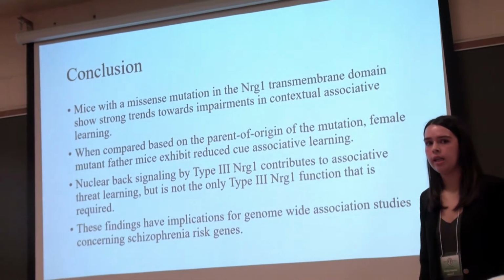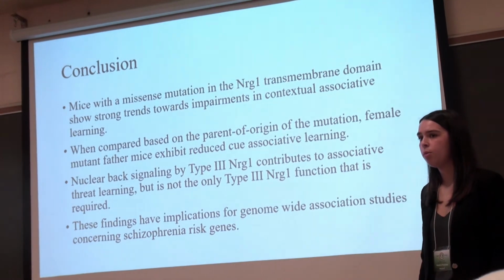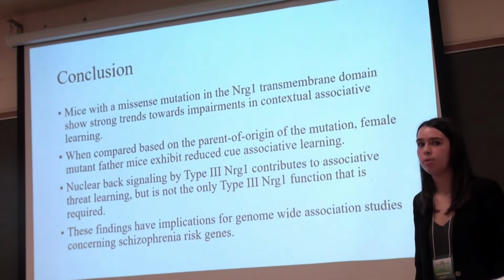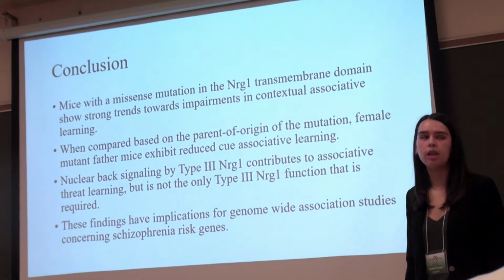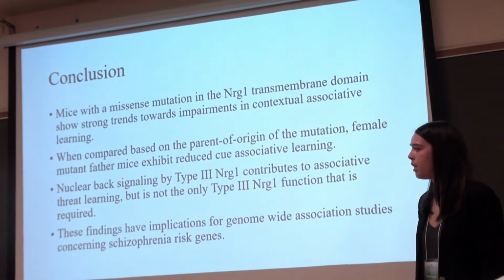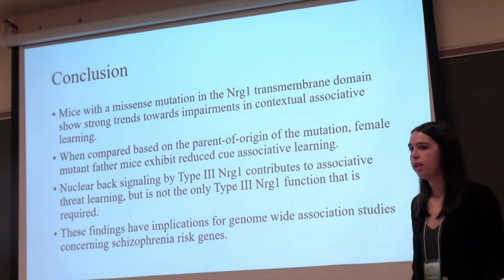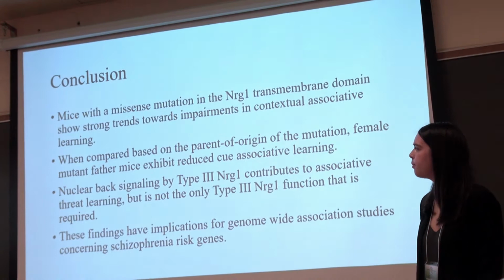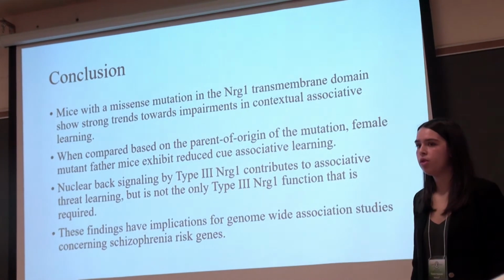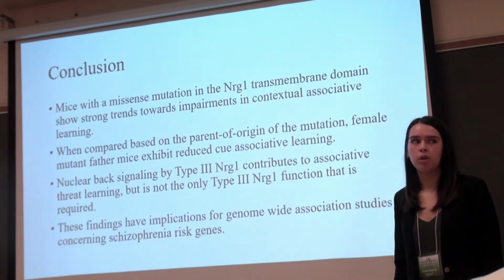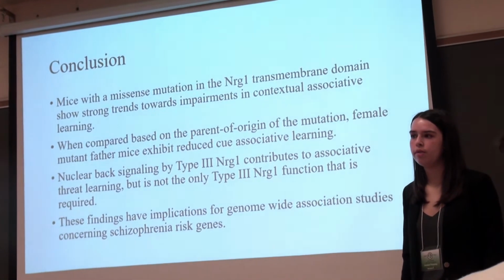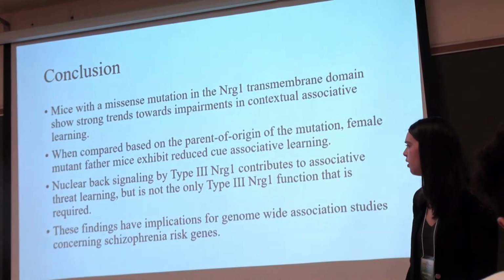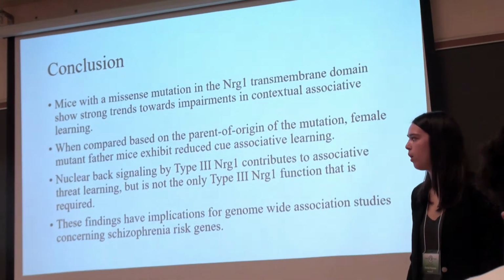Overall, results indicate that mice homozygous for a mutation in the type 3 neuregulin 1 transmembrane domain display reduced contextual associative learning, whereas female mice with a mutation display reduced cued associative learning, female mutant father mice. Additionally, my results indicate that while type 3 neuregulin 1 back signaling contributes to associative learning, it is not the only function of neuregulin 1 that is required.